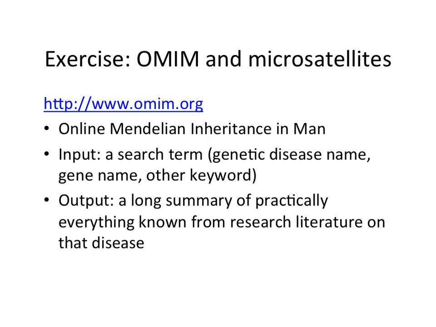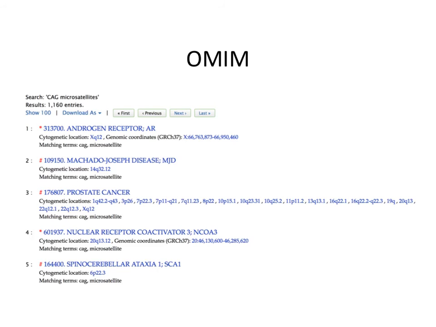So if you hit something that's largely environmental, like obesity, there is some genetic predisposition to obesity. So if you type in obesity, you'll probably get a lot of hits. For this example, I typed in, which you can see up here, although just barely, my search term was CAG microsatellites.